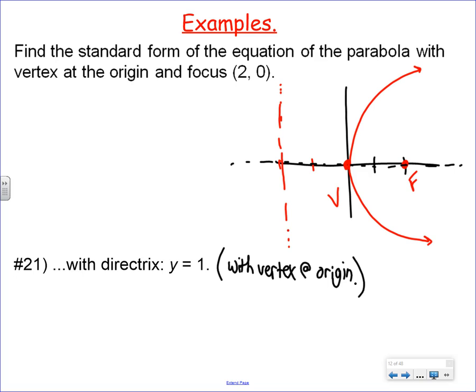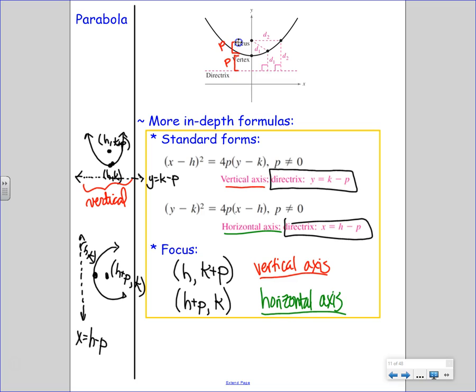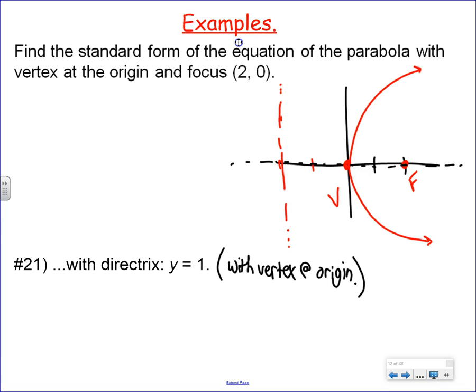So looking back at our clues, just in case you need to see this in order to understand it. A vertical axis will be an up-down one. A horizontal axis will be a right-left one. So I'm going to use this standard form. Go ahead and write this standard form down. Let's start with that. (y - k) squared equals 4p(x - h).